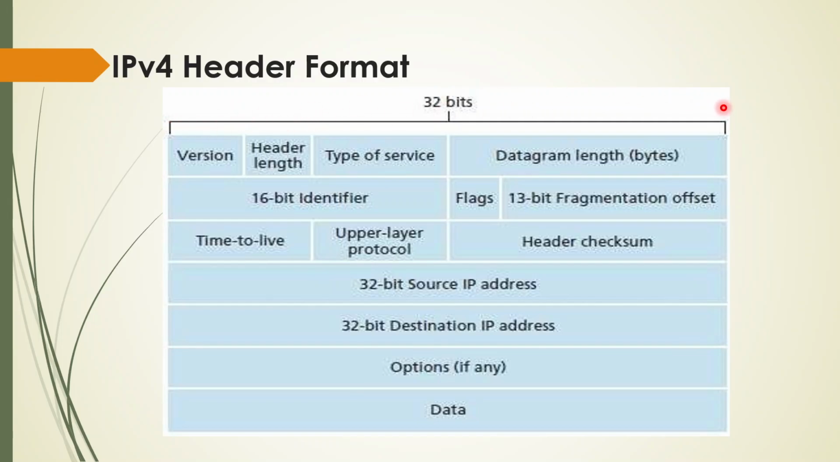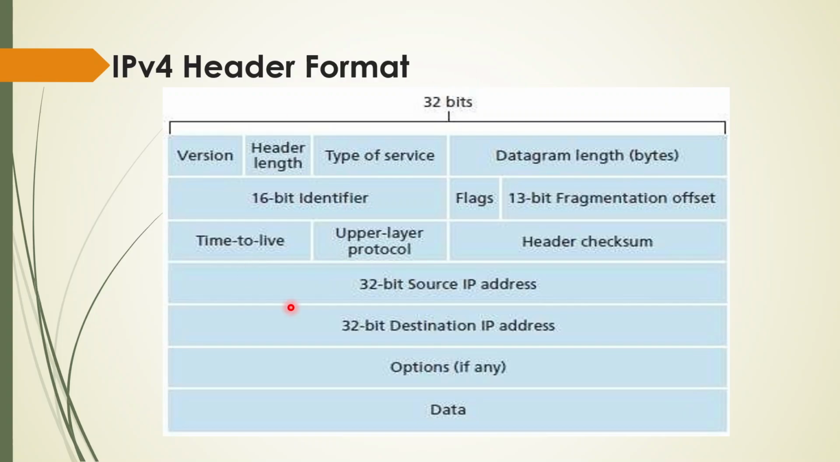Okay, so it is 32 bits. First is version, second is header length, third is type of services, next is datagram length in bytes, next is 16-bit identifier, next is flags, then 13-bit fragmentation offset, time to live, then upper layer protocols, and then header checksum. Next is 32-bit source IP address, next is 32-bit destination IP address, next is options, and here we have data. So this is the IPv4 header format that you have to remember.